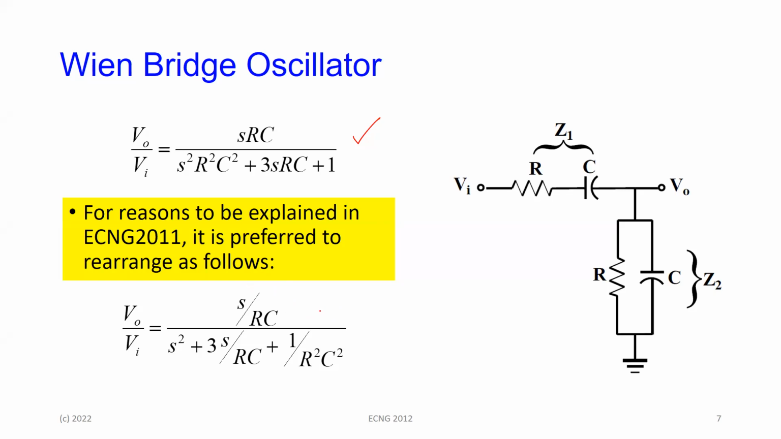It's preferred to divide through by R squared C squared. In other words, keep the coefficient of S squared as 1 and express it in this form. So the transfer function for this network is S over RC over S squared plus 3S over RC plus 1 over R squared C squared.